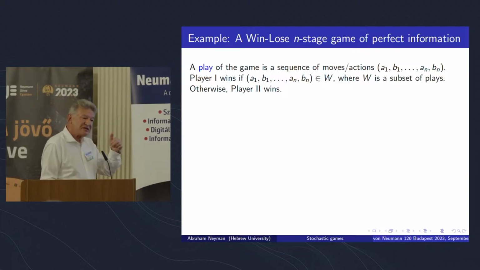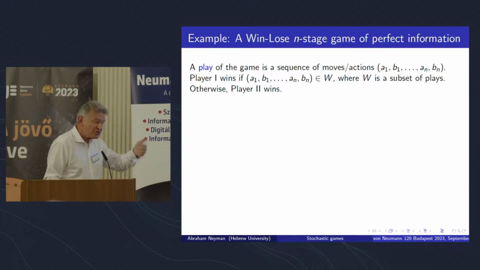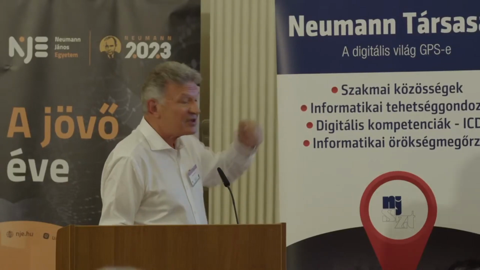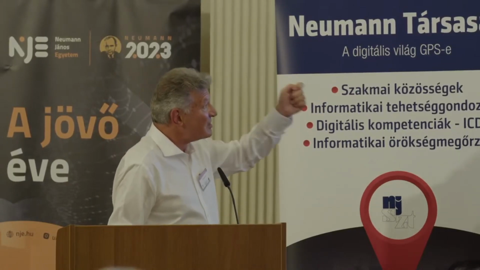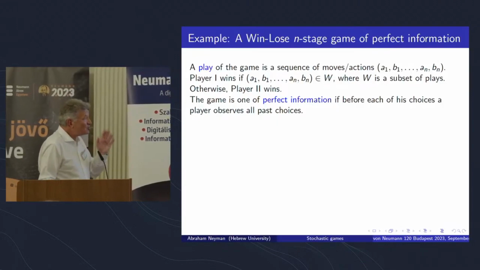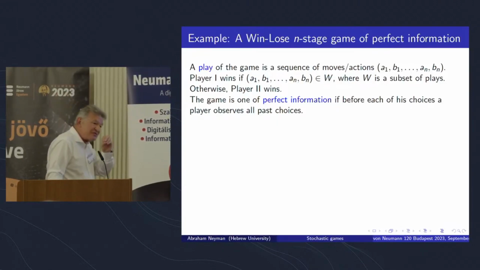And then we define when player 1 wins. So I said a sequential game with perfect information. In a moment, I'll explain the concept of perfect information. There is a set of sequences of moves, plays of the game, by which player 1 wins. And otherwise, player 2 wins. The game is of perfect information if before each of his choices the player observes all past moves. So he knows what happened so far.